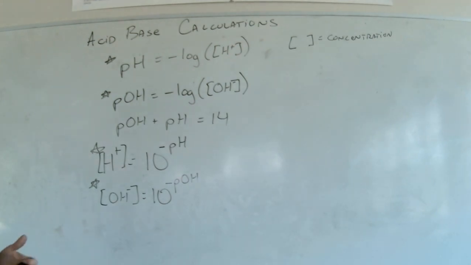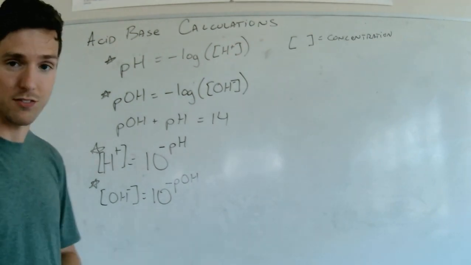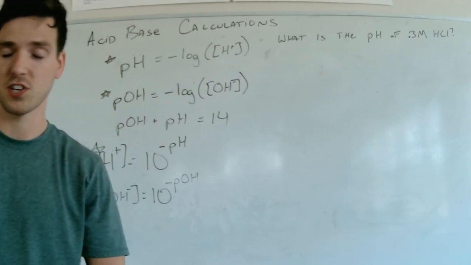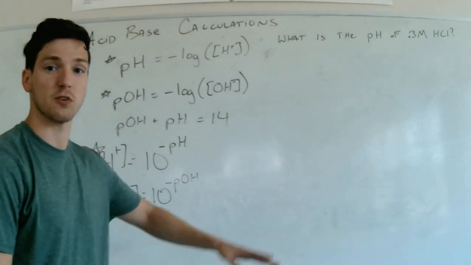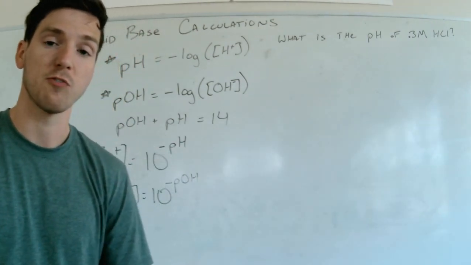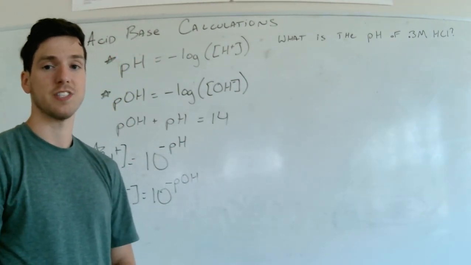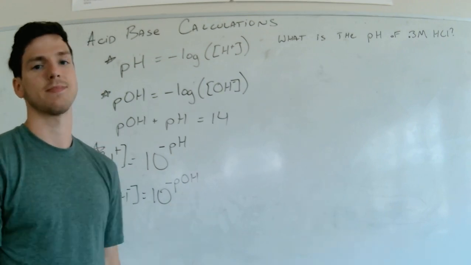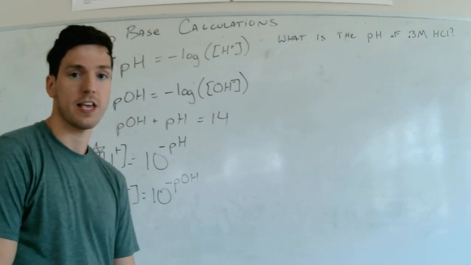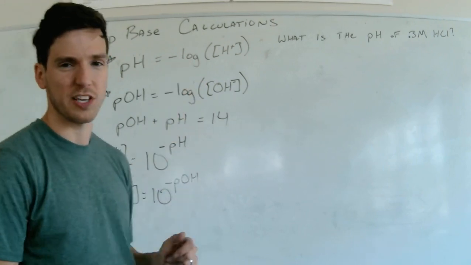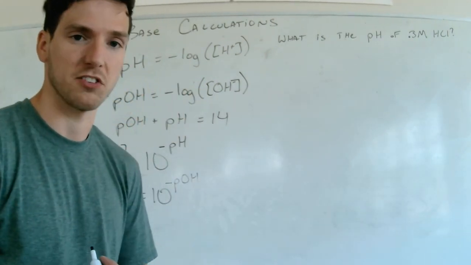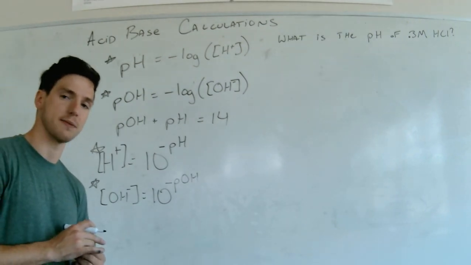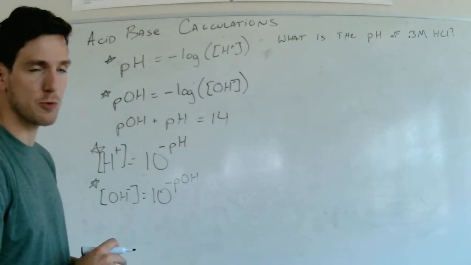So now let's do some examples that involve these equations. The first question I'm asking you is up here in the corner. It says, what is the pH of 0.3 molar HCl? Is HCl an acid? Yeah, it is. It's one of our strong acids. And just so you know, these calculations are only going to involve strong acids and strong bases, because they fully dissociate. And we'll talk about that another time. So anyway, what is the pH of 0.3 molar HCl?